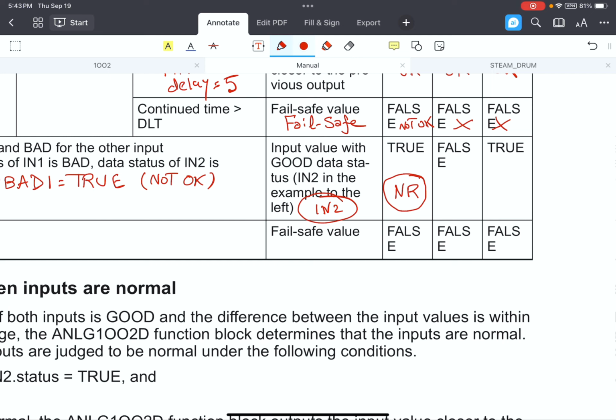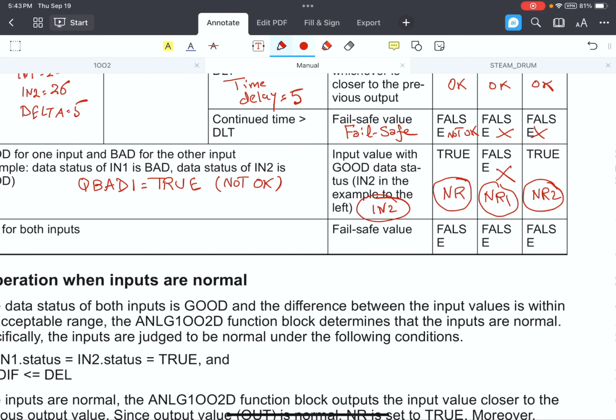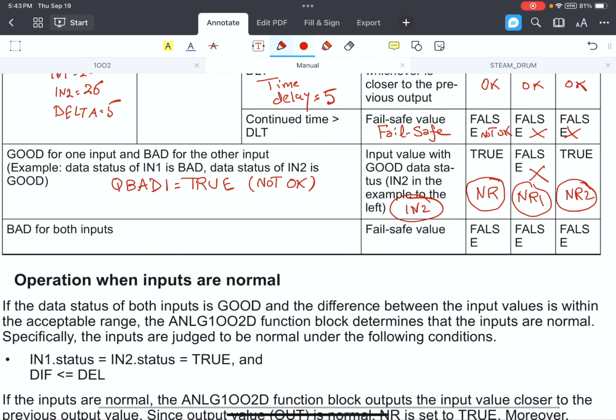It means that it's still okay, the block is okay, with one reading, but normal one is reported to be false. There's a problem with normal one, and we should go and check. The maintenance team should go and check what's happened to the faulty transmitter.